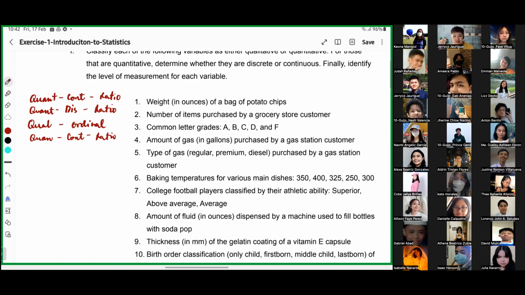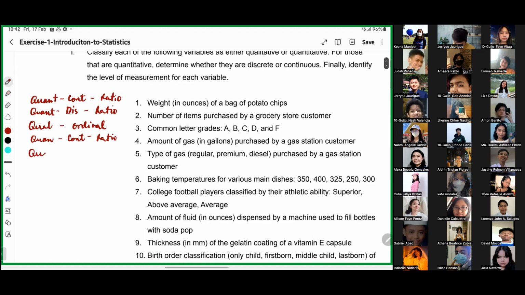Si Judah po. Judah. Sir, number 5 po. Yes, yes. Type of gas, regular, premium, diesel, purchased by a gas station customer. Qualitative po, tapos nominal. Alright. May reaction ba na nominal to? Tama ng nominal to, no? Wala namang ranking ang regular, premium, tsaka diesel. Yung gas siguro, yung regular, premium, baka may ranking to. Tama ba? Aware ba kayo dun?